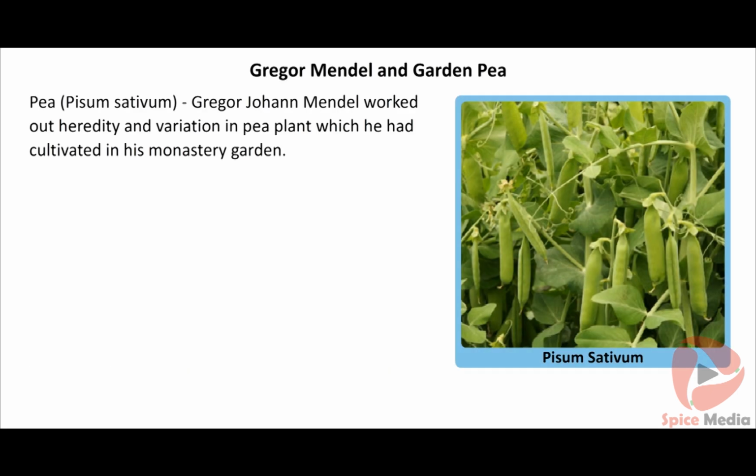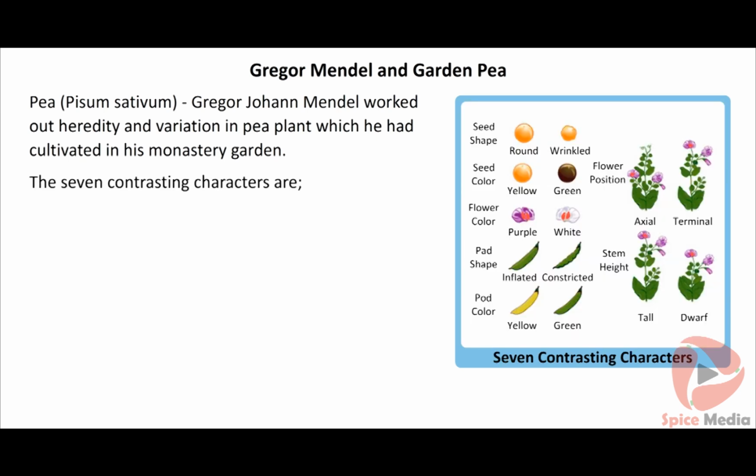Gregor Johann Mendel worked out scientifically for the first time on heredity and variation in pea plant, Pisum sativum, which he had cultivated in his monastery garden. Mendel was curious to get the results of crossing various traits. He chose 7 contrasting characters for his study and worked out continuously on that. The 7 contrasting characters were as follows.